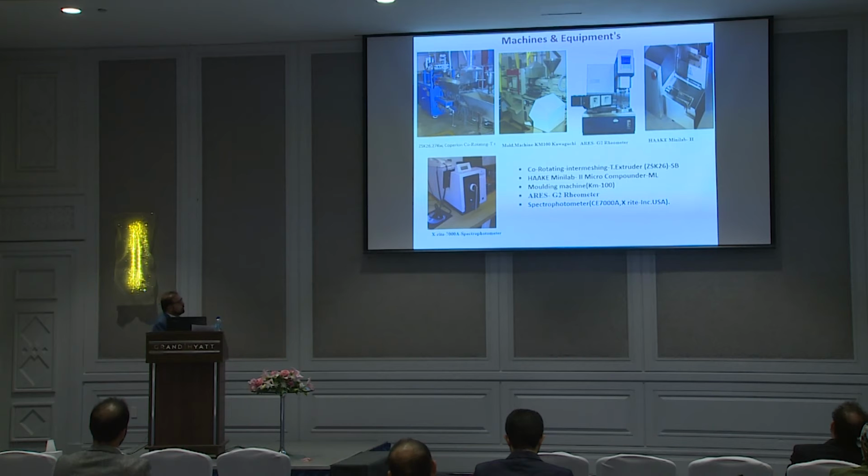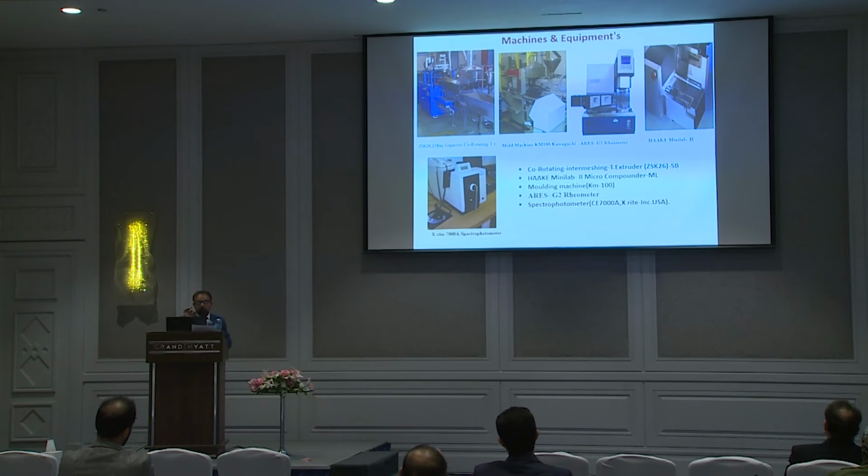The machines which I used are the Coperion extruder, the molding machine, the rheometer, and the last one is the Minilab extruder. It is very expensive, by the way. And this is the spectrophotometer for the sample after the experiment. I can check it with this instrument to see the value of DE in order to evaluate the color.